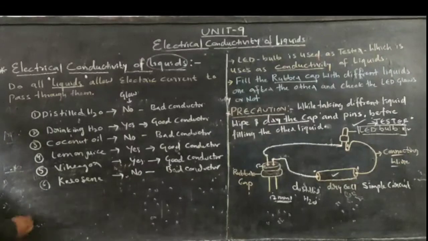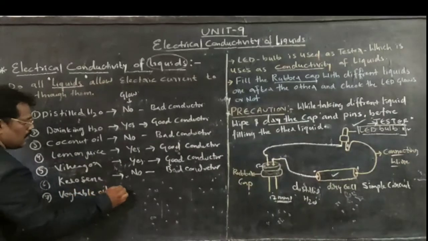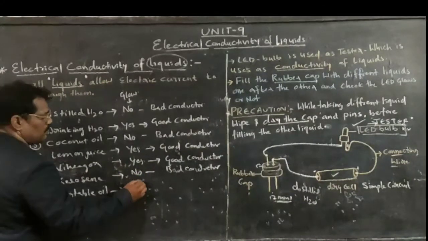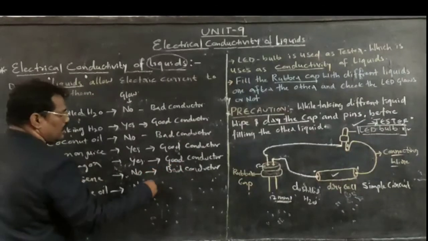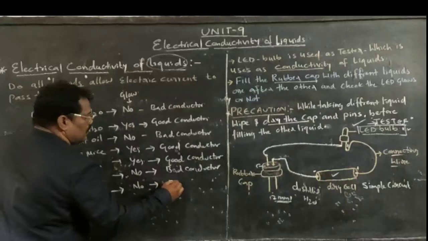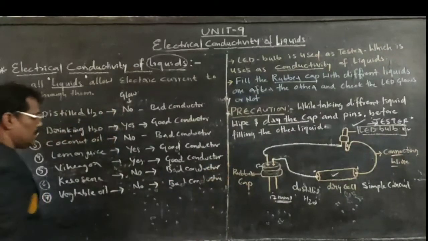After kerosene, you go with what? Vegetable oil. And again, observe the bulb by touching those two pins. We'll observe that the bulb doesn't glow. Therefore, it is also a bad conductor. We can call it.